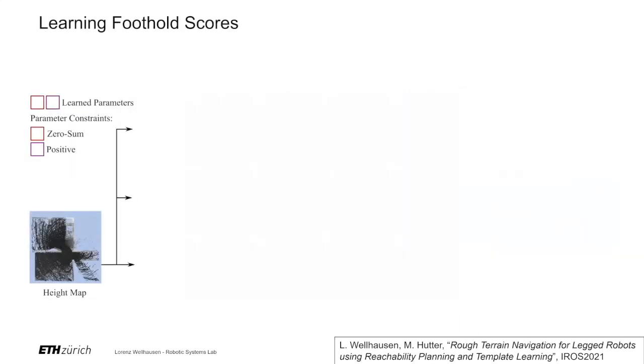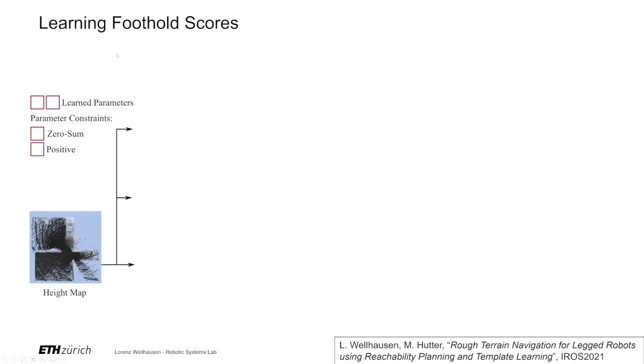So, learning foothold scores. We plan on an elevation map. So we have a grid around the robot, which has per cell the local elevation of the terrain. And this map moves with the robot, so it always stays centered at the robot, and you have the local terrain information around the robot.